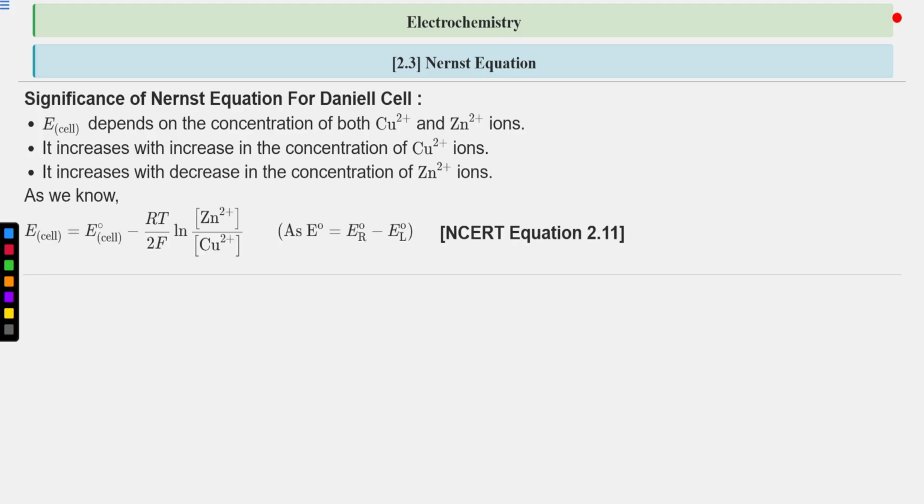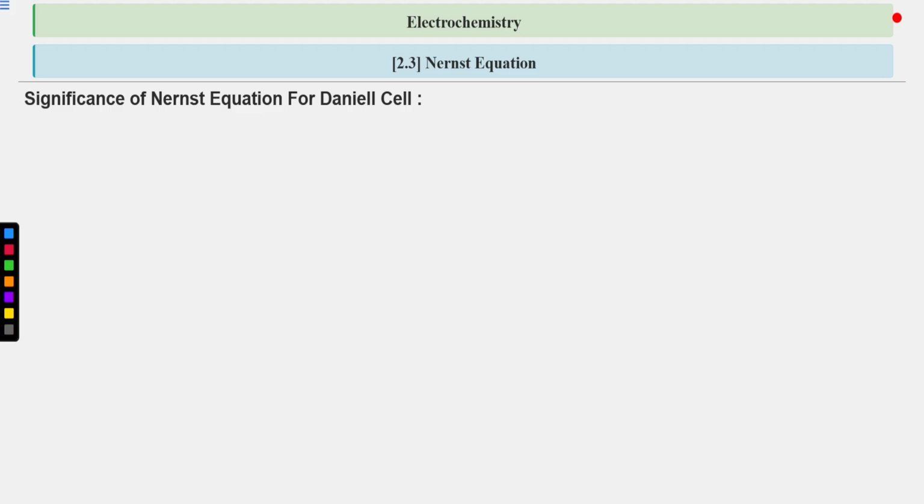As we know, E of cell, that is cell potential, equals E naught of cell minus RT by 2F ln zinc 2 plus upon copper 2 plus, as we have discussed, this equation is marked as 2.11. On the basis of this we have written these 3 points, which are the significance of the Nernst equation for the Daniell cell. Basically in the Daniell cell we have only two ions, because we have two electrodes made up of two different metals, so they will only produce two different types of ions.